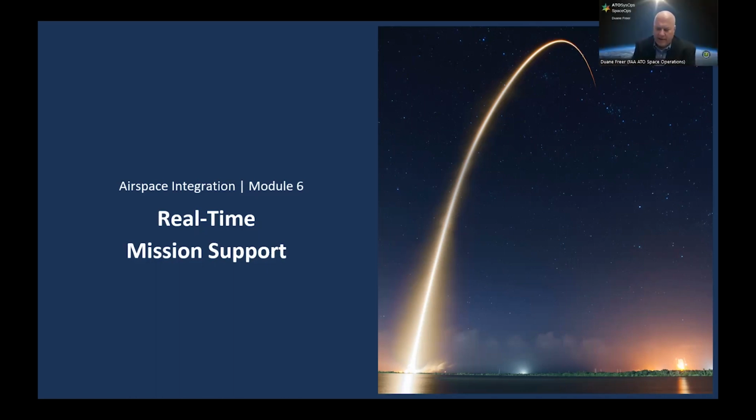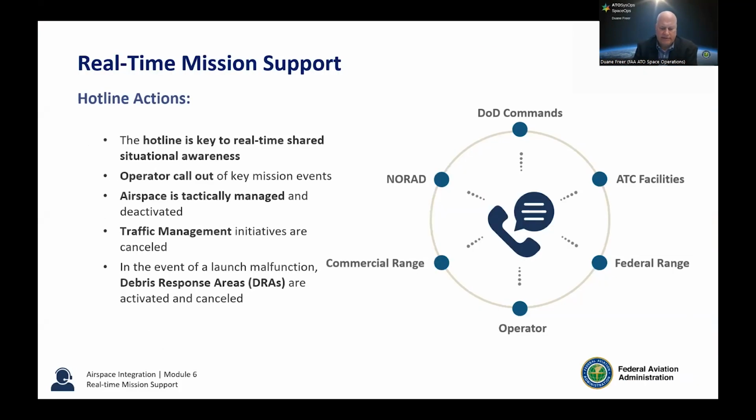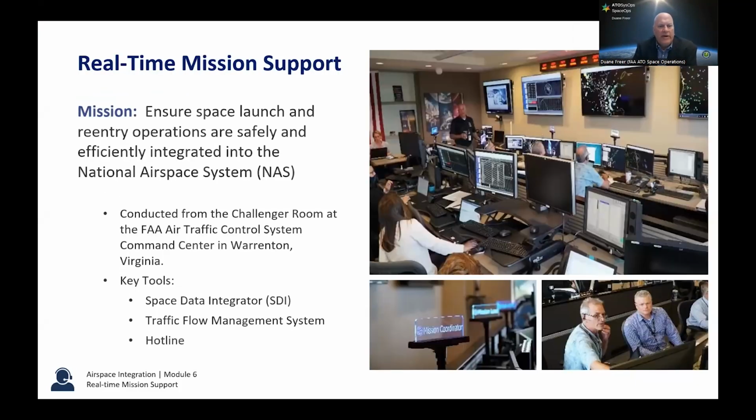Okay, thank you, Pam. We'll move on to real-time support of the mission. Sorry about that. We actively manage the missions in real time. So what you'll see depicted here is our Challenger room at the Air Traffic Control System Command Center in Warrenton, Virginia. During any launch or reentry from U.S. airspace within the National Airspace System, we stand up or crew this mission control room.